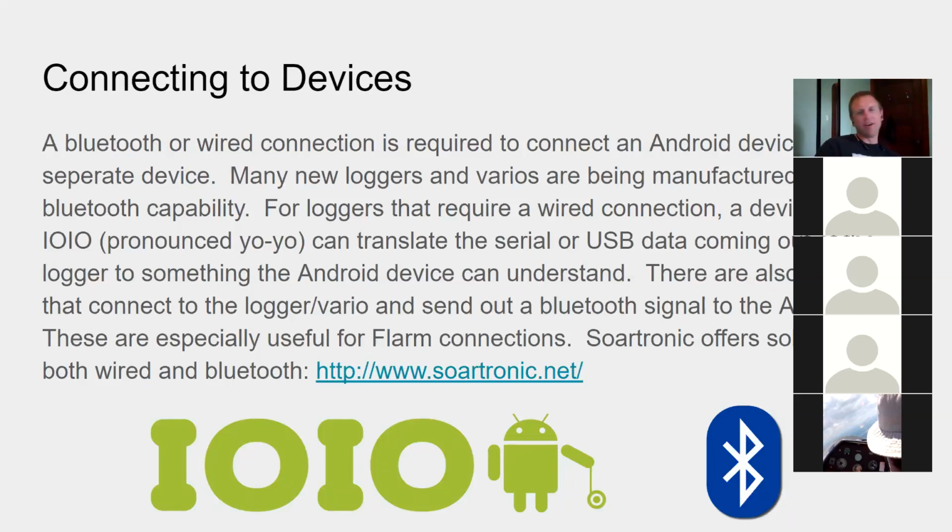There's also a wired connection you can do. We call it a yo-yo board. IOIO is pronounced yo-yo, which takes a bit of tinkering. You can buy fully made kits as well from a guy in Finland, and the links there at Soartronic. But most clubs have a tech geek who can probably help you out with that if you do want to do a wired connection to your own glider.